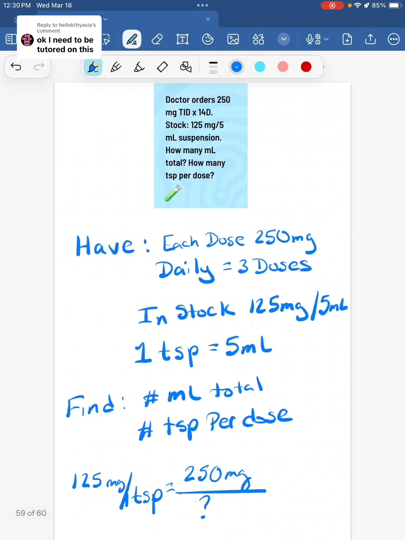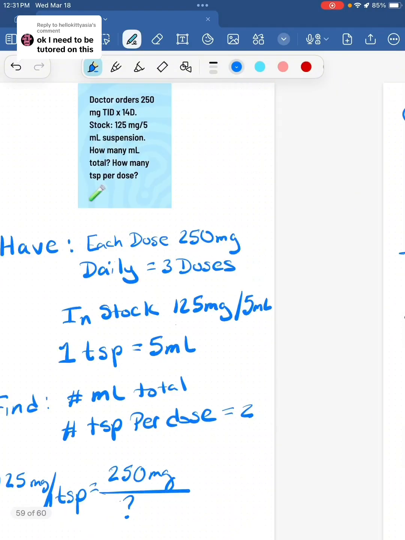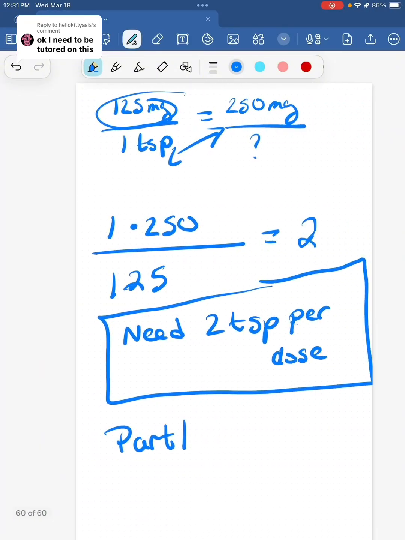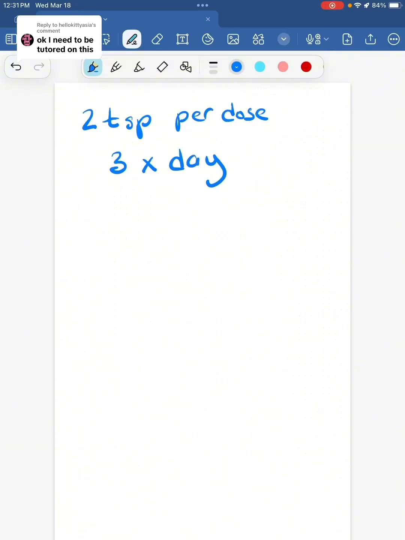All right, let's go back. So now we got this: how many teaspoons per dose? 2. How many mLs total? Let's break it down from how many doses total that we need. So we need 3 a day for 14 days. We need 2 teaspoons per dose 3 times a day. So we need 6 teaspoons per day.